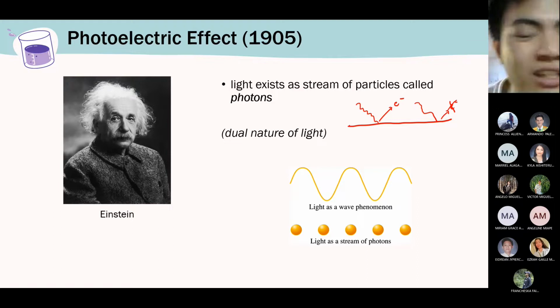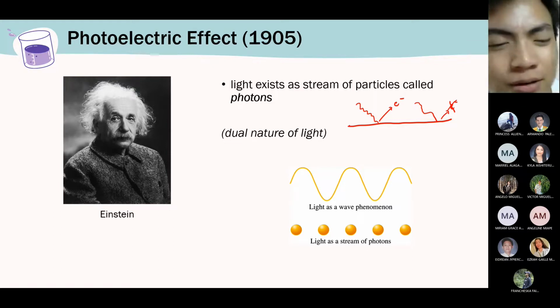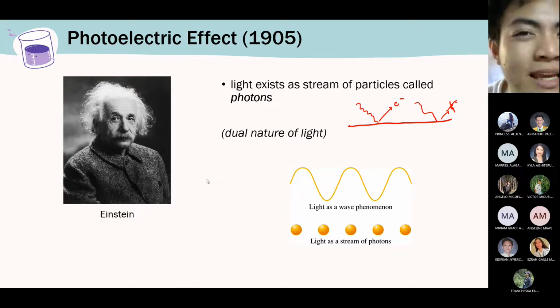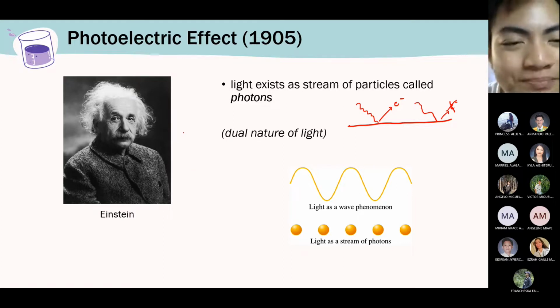And then eventually Niels Bohr and his peers, Niels Bohr, Heisenberg, Schrödinger, they theorized that matter can behave as light, which is something that Einstein did not agree with. But this is true. So that's a short history of light and matter.